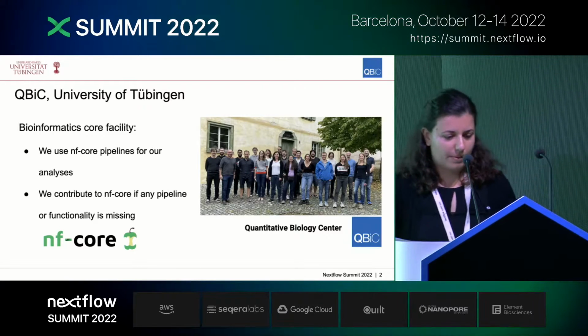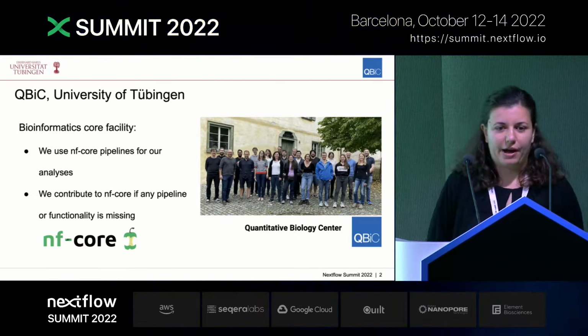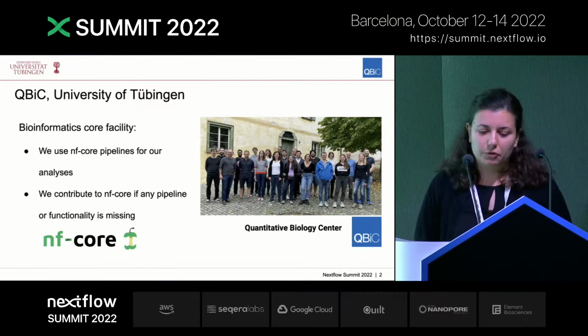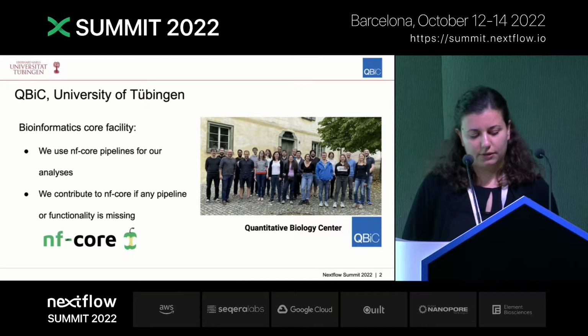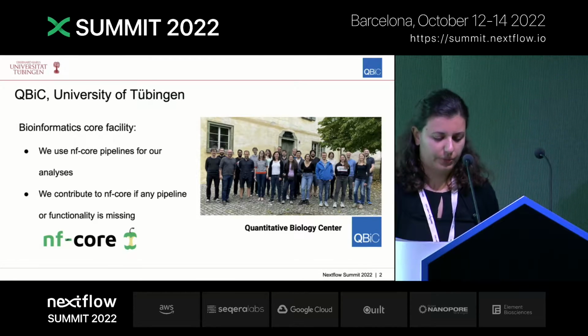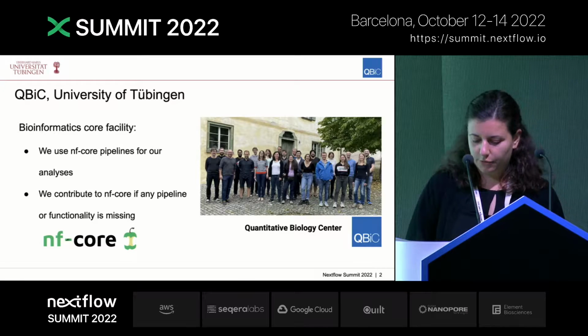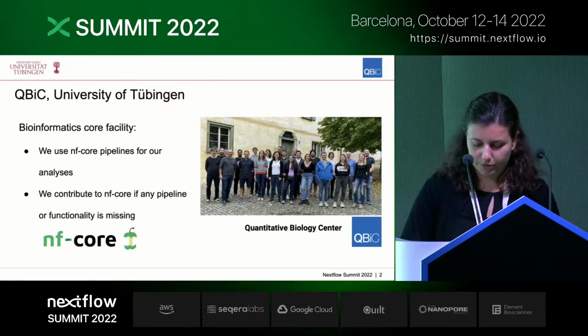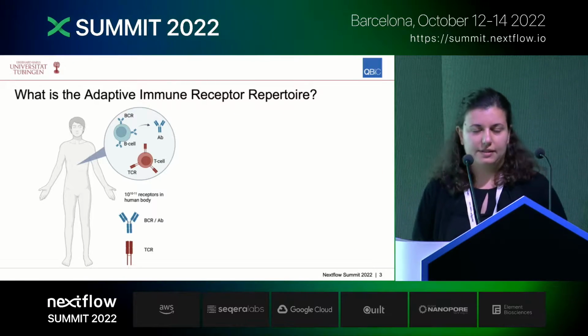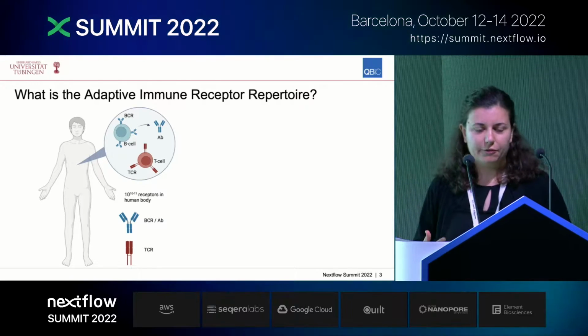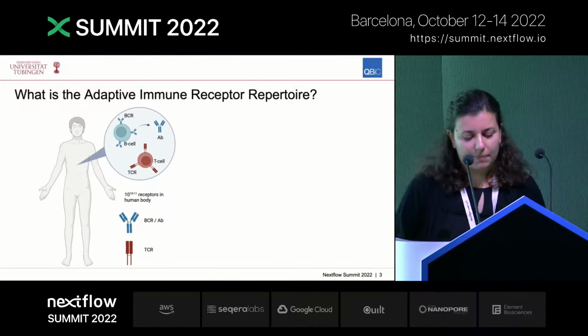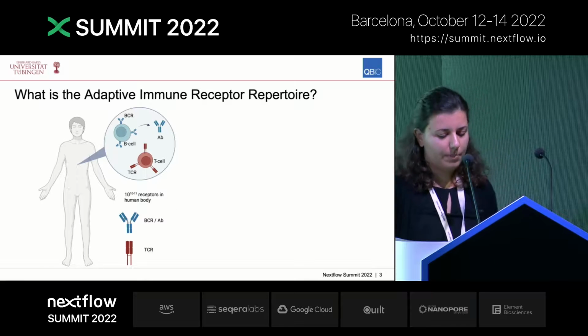And today I'm going to talk about one of these pipelines, NF-core airflow, that was for an analysis type that was not initially included in NF-core, so we went ahead and created a pipeline and shared it with the NF-core community. So what does the AIR in airflow stand for? AIR stands for Adaptive Immune Receptor Repertoire.